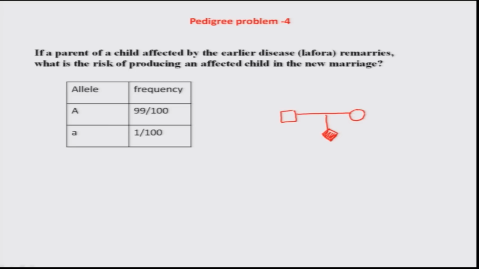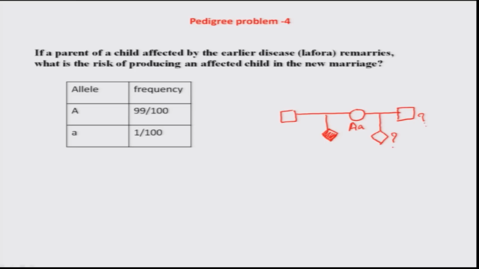Now, one of the parents decides to remarry. Suppose the mother remarries, and now they are willing to have another child, gender we do not know, but what is the frequency or what is the chance for producing an affected child? Now, since she had a child which was affected, she must be a carrier for this disease. Let us write Aa. Now, we need to know what is the chance of this person being a carrier for the disease.